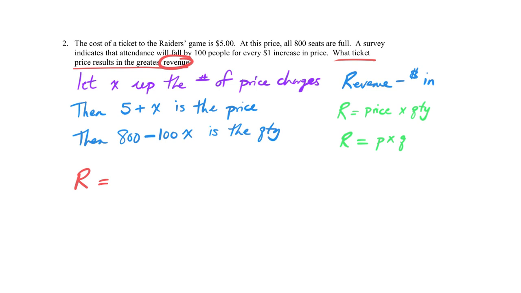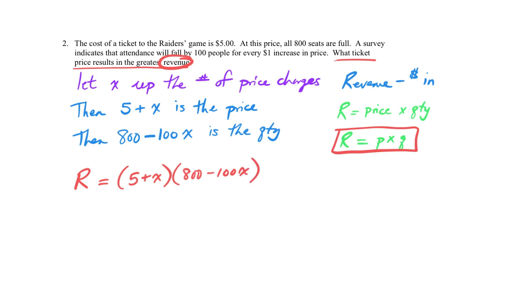You'll notice I get to use the blue expressions. Look over on the right side. How do I calculate revenue? It's price times quantity. What I have in blue is the price times the quantity. And there we go. That's straightforward.